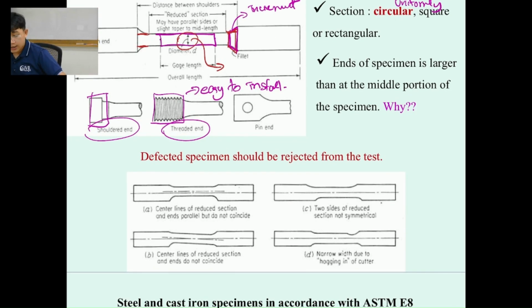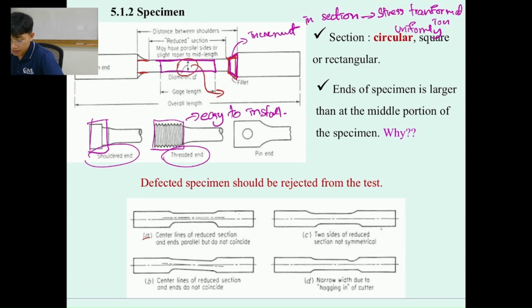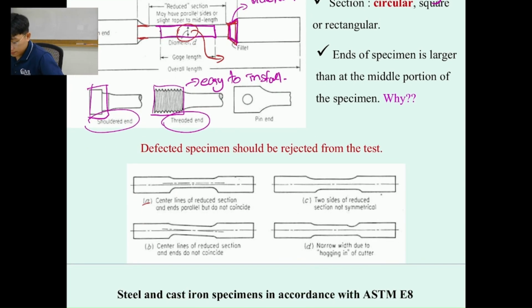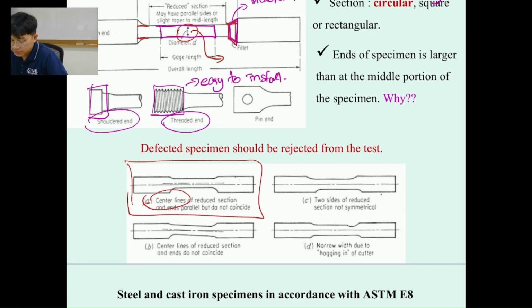All right. And then some defect specimens, for example, type A, B, C, and D. So this can be in the exam. I may give you one of these figures, about the center line, and ask you what the defect of this specimen is. You need to answer just that the center line of the reduction section and the end parallel do not coincide over here. So it can be like this in the examination.